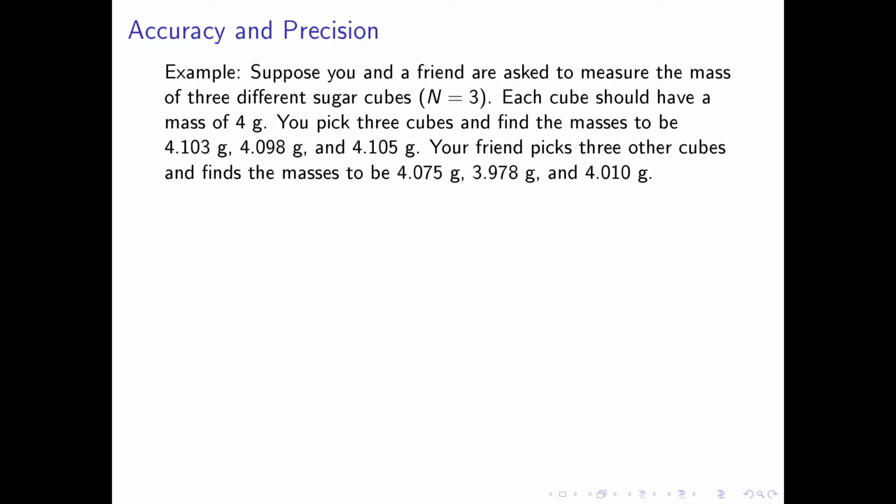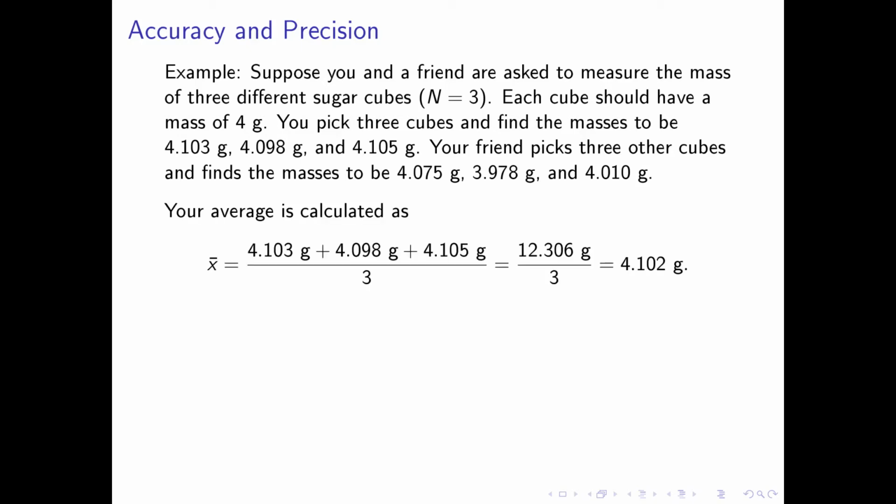Let's consider an example. Suppose you and a friend are each asked to measure the mass of 3 different sugar cubes. In this case, our total number of measurements, capital N, is equal to 3. Each cube should have a mass of 4 grams. You pick 3 cubes and find the masses to be 4.103 grams, 4.098 grams, and 4.105 grams. Your friend picks 3 other cubes and finds the masses to be 4.075 grams, 3.978 grams, and 4.010 grams.